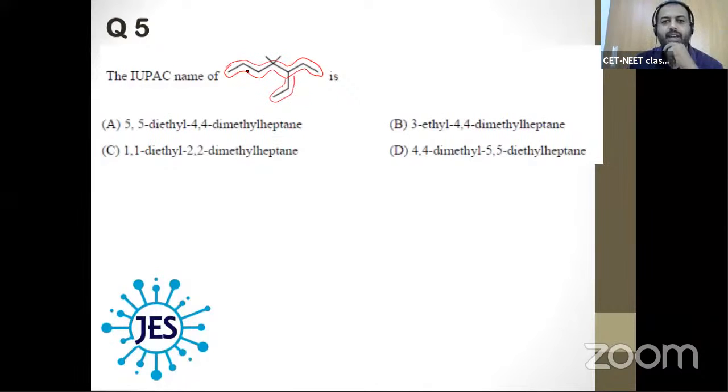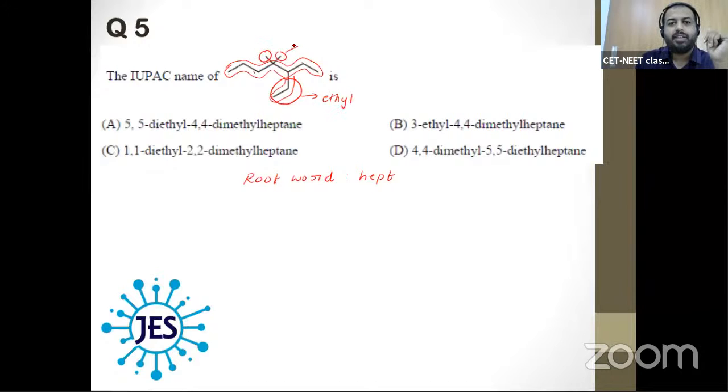Now, once you identify the longest chain, look at the root word. 1, 2, 3, 4, 5, 6, 7. Root word hept. And then let us look at the other substituents. These are all substituents. This is an ethyl substituent, and these are methyl substituents.